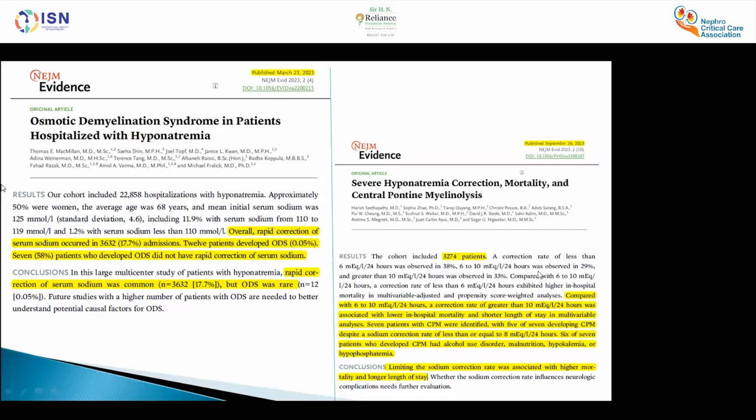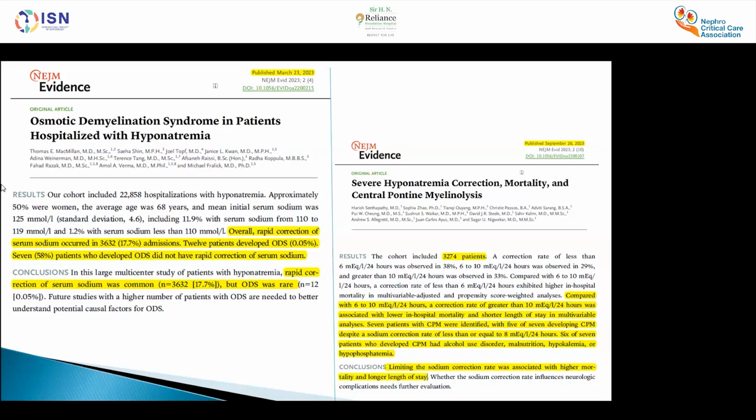When they compared the group having 6 to 10 milliequivalent with the group with a correction rate of less than 6 milliequivalent, there was higher in-hospital mortality in patients having a correction rate of less than 6 milliequivalent. And in comparison of 6 to 10 milliequivalent with more than 10 milliequivalent, the correction rate of greater than 10 was associated with lower in-hospital mortality and shorter length of stay.